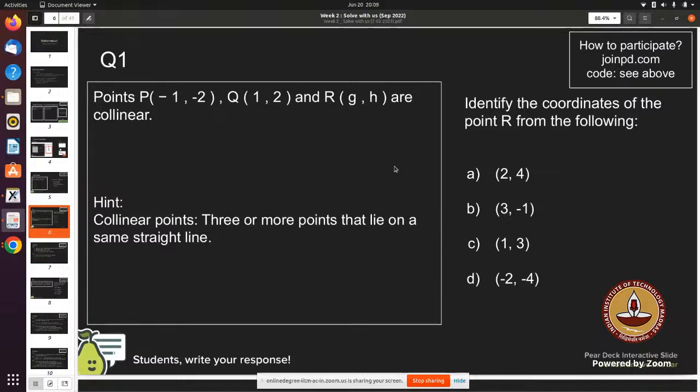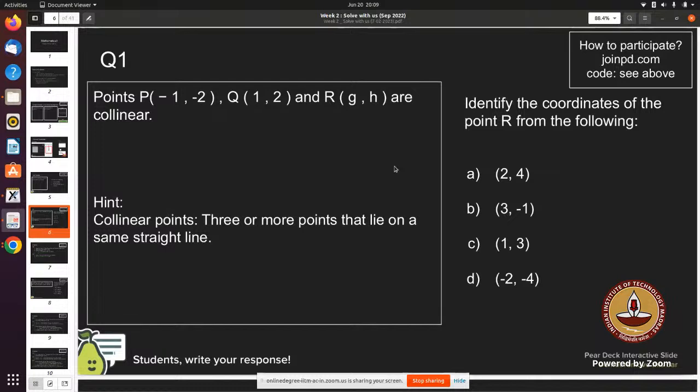Now, the question is to identify the coordinates of the point R from the following. More than one option can be correct. You have to identify what G and H can be. What are the options for G and H among these given options? Is the question clear to everyone? Yes, sir.